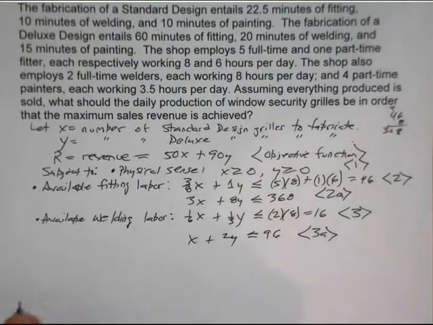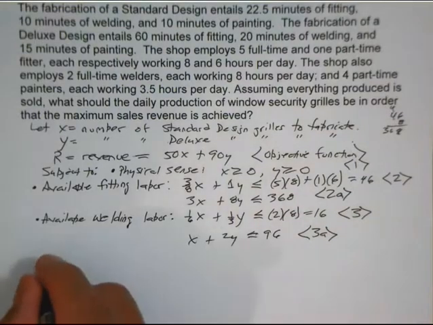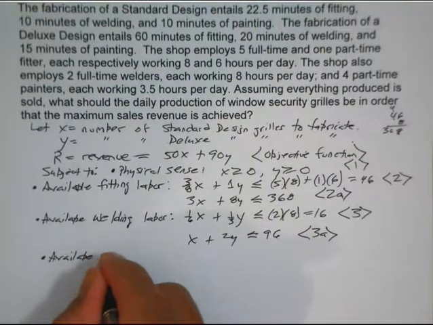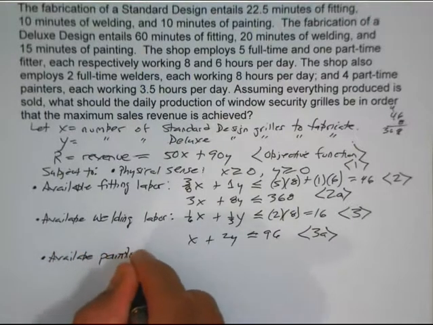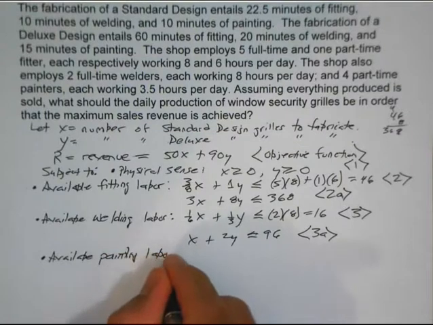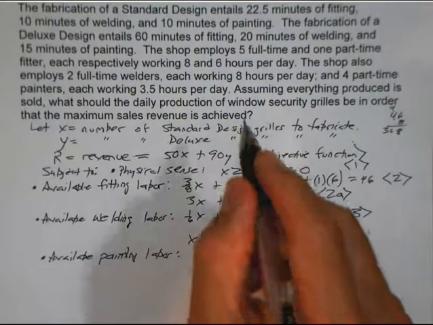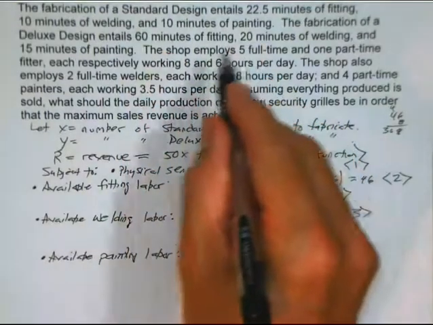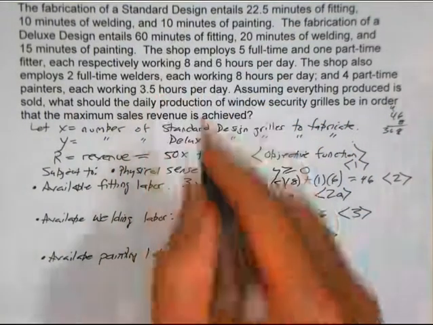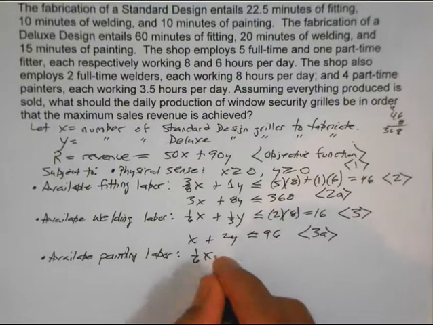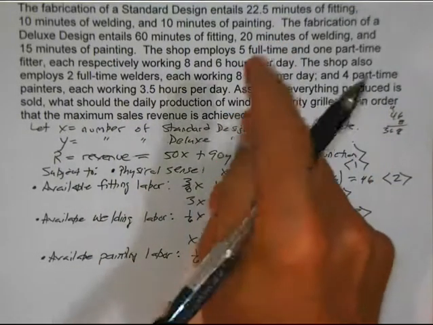Alright, let's see. Painting. There's only so much painting labor. So here, available painting labor. Alright, let's see, what have we got? The standard design requires 10 minutes of painting. That's 1/6 of an hour for 1/6 times x for all the painting labor for standard design for a day.